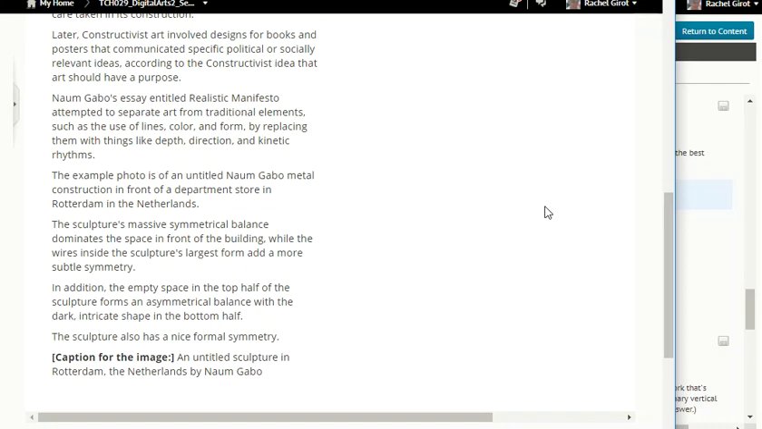The example photo is of an untitled Naum Gabo metal construction in front of a department store in Rotterdam in the Netherlands. The sculpture's massive symmetrical balance dominates the space in front of the building, while the wires inside the sculpture's largest form add a more subtle symmetry.